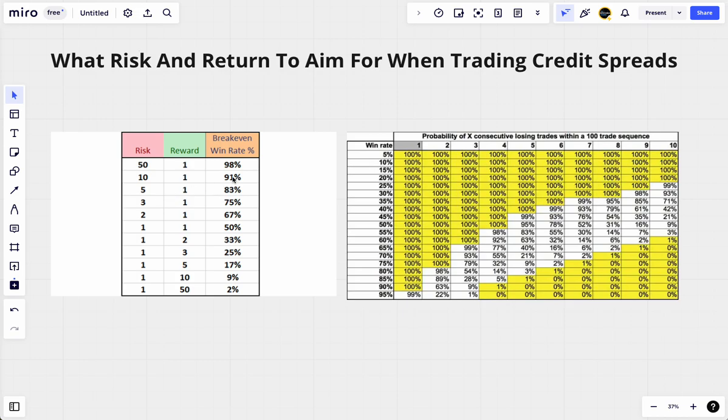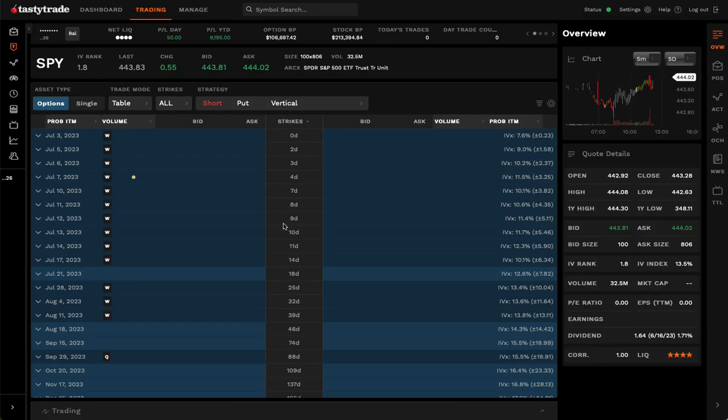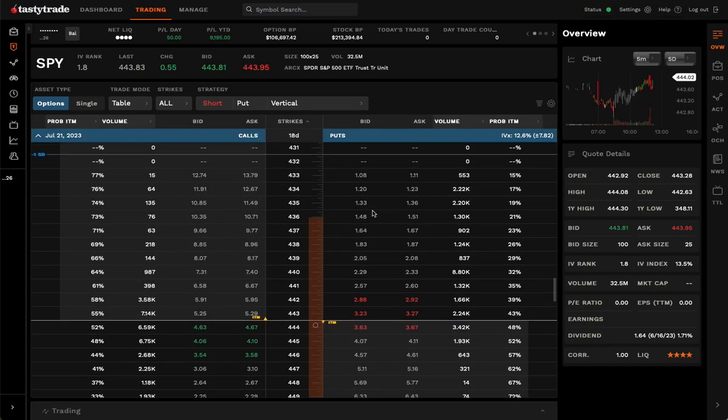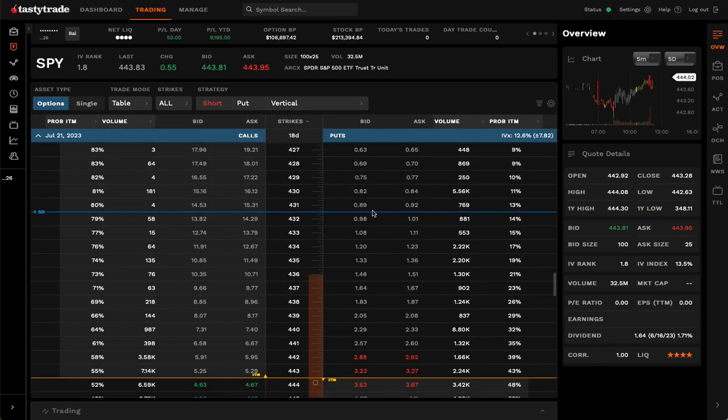Remember here, we're looking to have 10% to 20% of the risk for our return. Let's take a look at what that looks like. So for instance, let's go out about 18 days. Let's put on a put credit spread because in general, the market looks like it's moving higher. So I think it's just going to continue to move higher.